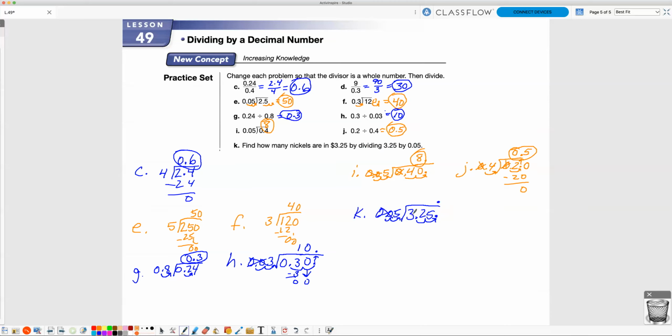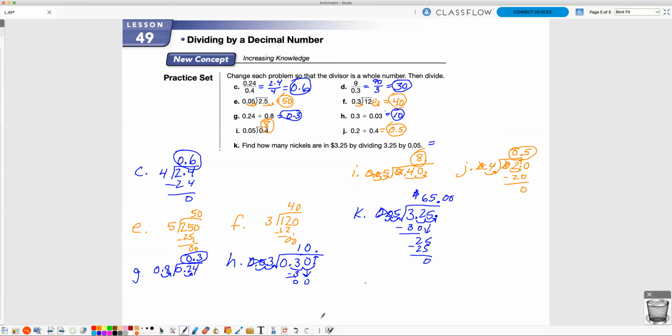Well, 5 won't go into 3, but it will go into 32. It'll go in there 6 times. 6 times 5 is 30. Subtract that, I'd have 2. Bring this down. This would be 5. 25 divided by 5 is 5. 5 times 5 is 25. Subtract that, nothing left over. I don't need any more decimals there unless you wanted to go further, you could. It would just end up being zeros. And you can see that it's 65 is how much.